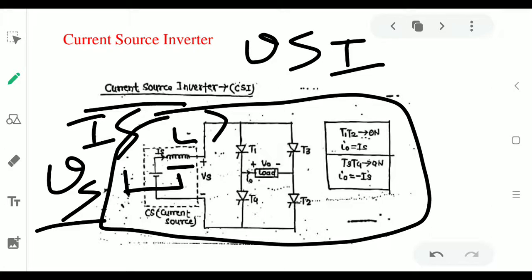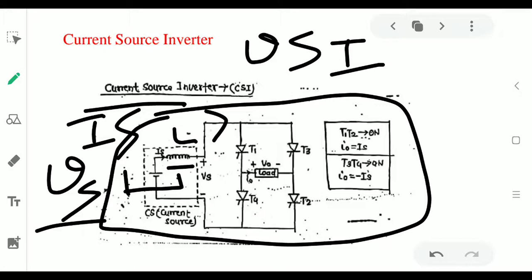So what is the prerequisite for the current source inverter? A fixed voltage DC source in series with a large inductor. That large inductor will make the current almost ripple free. There will be no ripples in the current.